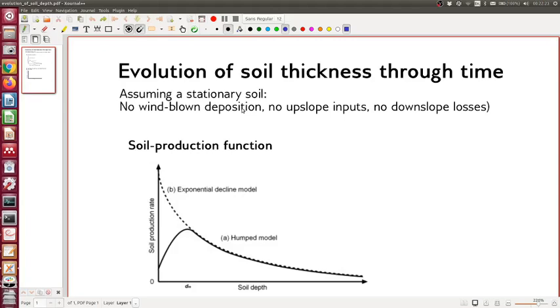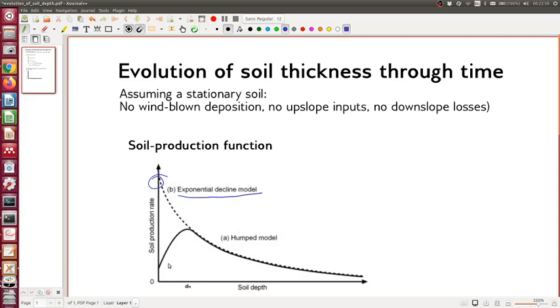We've now had a little bit of time to learn and think about the soil production function. And so think about how thickness of the soil column might evolve through time. For example, we have this exponential decline model right here. In the exponential decline model, we're going to have maximum soil production rates when there's no soil cover. And then as the soil cover increases, the soil production rate is going to go down.